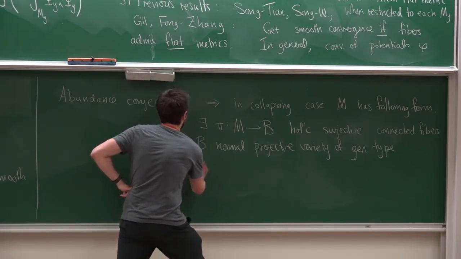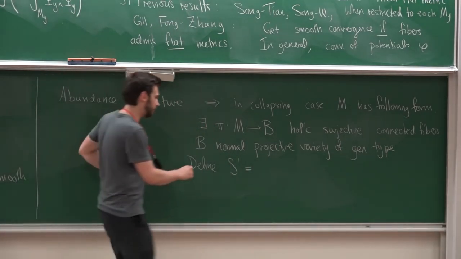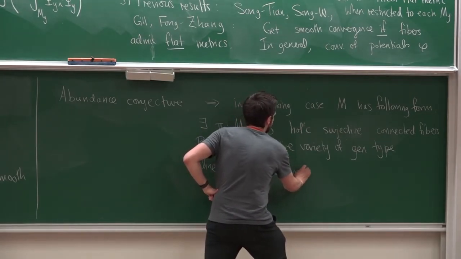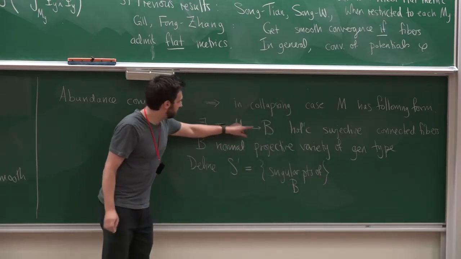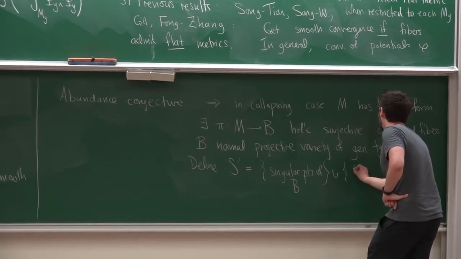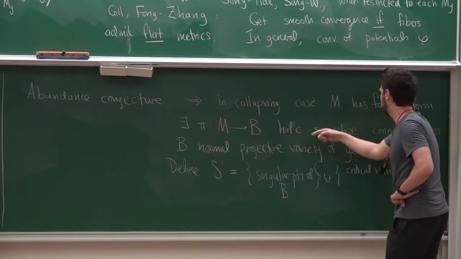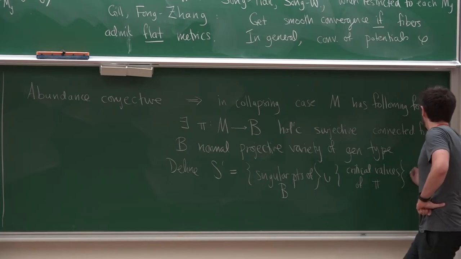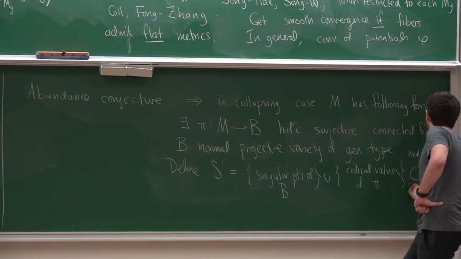So let's define a set S prime to be the singular points of B. Of course, M itself is smooth, but B may be singular, and add in the critical values of pi, so where pi may not have maximal rank. Then this is an analytic subvariety of B.